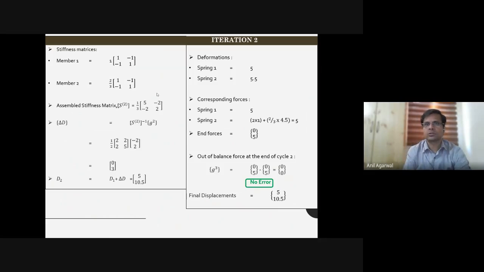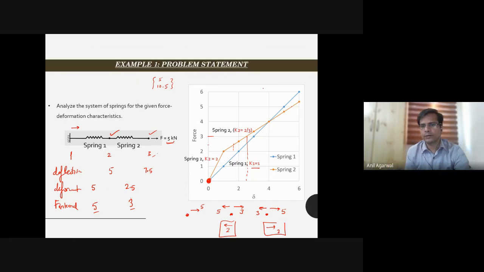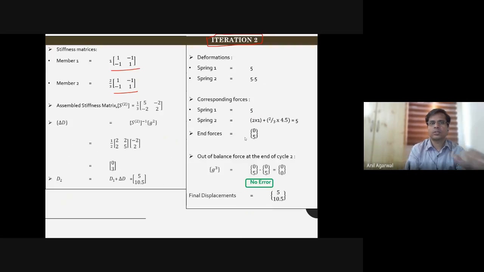Now going back to iteration 2. For iteration 2, again, we will calculate the stiffness matrix of the first member and the stiffness matrix of the second member. You may notice that the stiffness for the second member, earlier it was 2, now it is 2/3, because you may recall our deflection in the second spring had become 2.5, and at 2.5 deflection, you are already in the second zone. After iteration 1 itself, you are in the second zone. So now you have to use the new value of stiffness, which is 2/3.